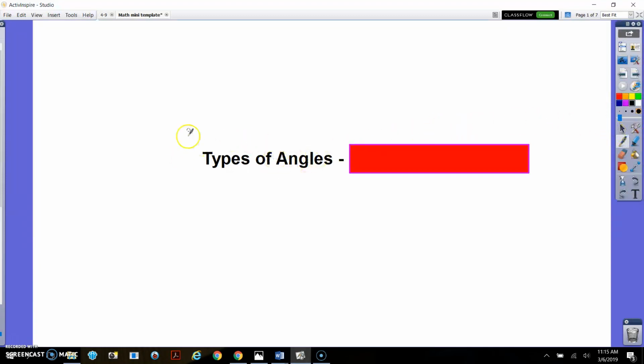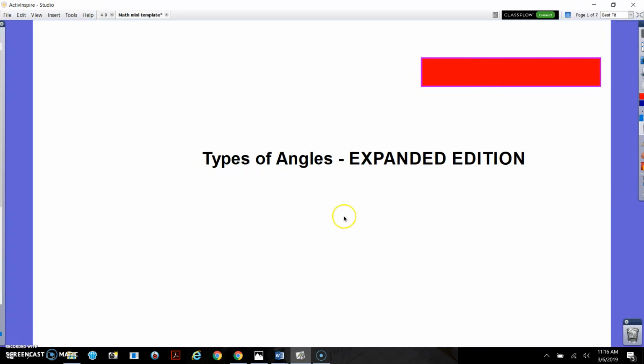I know you're looking at this title and you're thinking, that's boring. I already know the types of angles: acute, obtuse, and right. Easy. But it's time today for Types of Angles, Expanded Edition. You don't know all the types. Acute, obtuse, and right are three of them, but there's actually more.